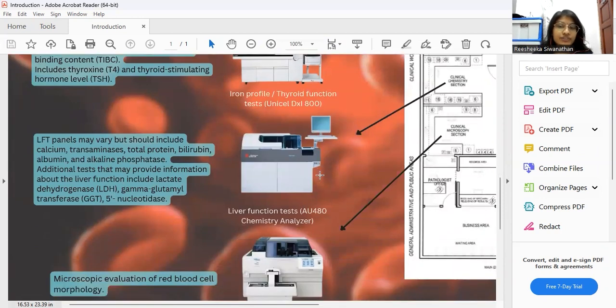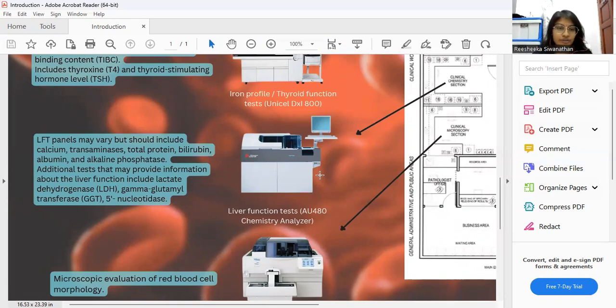Moving on to the next section, which is the clinical chemistry section. Liver function tests will be carried out in this section. LFT panels may vary, but should include calcium, transaminases, total protein, bilirubin, albumin, and alkaline phosphatase. Additional tests that may provide information about liver function include lactate dehydrogenase, gamma-glutamyl transferase, and 5-nucleotidase.